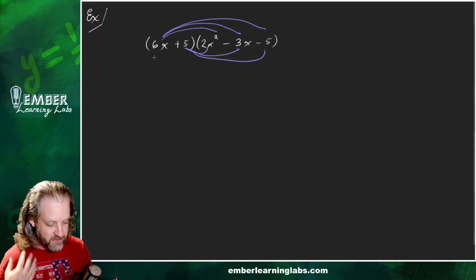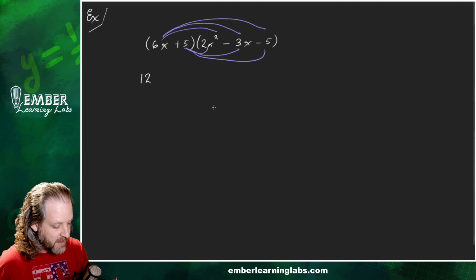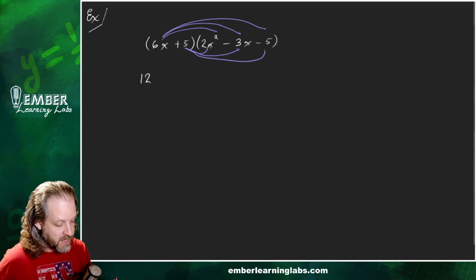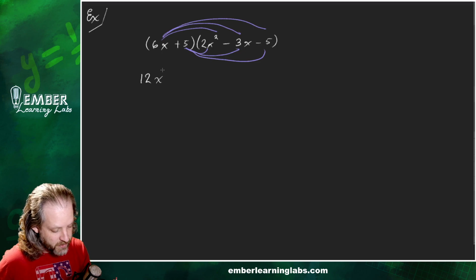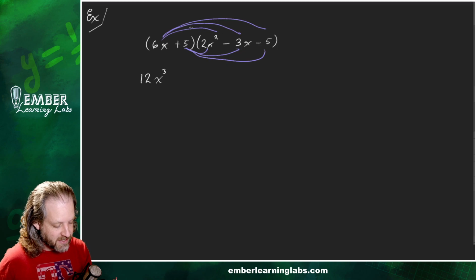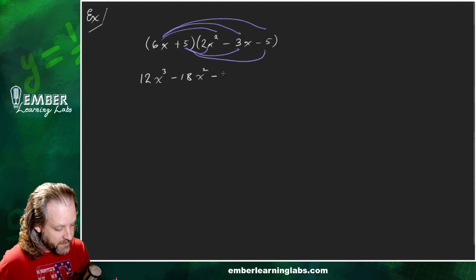Easy peasy, right? So 6x times 2x squared. 6 times 2 is 12. X times x squared, we add those exponents, right? So x to the first times x squared is x cubed. We have like bases multiplied, we add the exponents. 6x times negative 3x, so negative 18. X times x is x squared. Then we've got one more for this one, right? This one over here, right? So 6x times negative 5 is negative 30x.